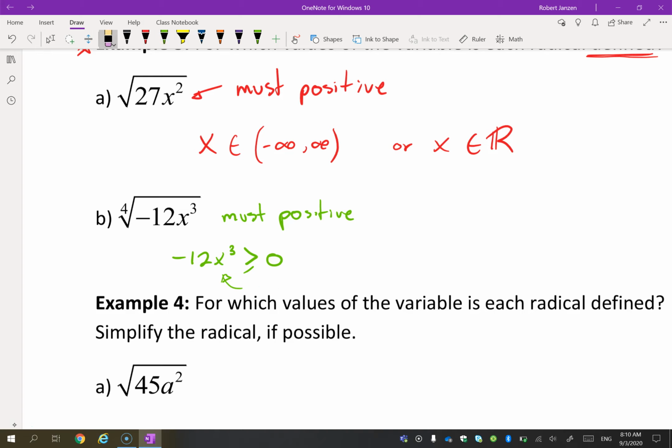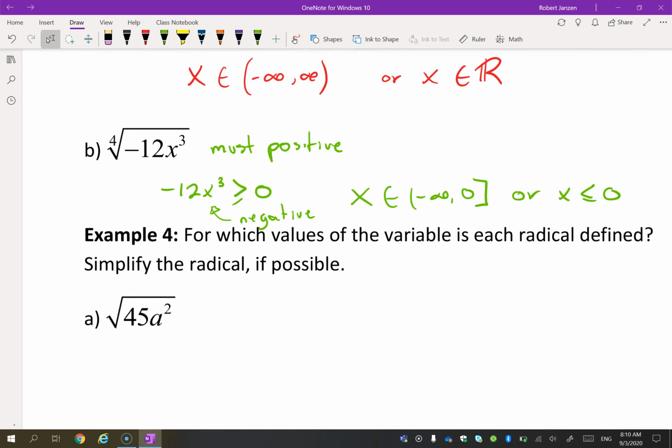I should learn how to spell here. So, if I take a negative number and cube it, it still stays negative. So in this case, x has to be in the set of negative numbers. Negative infinity to 0. Or you could say x must be less than or equal to 0.